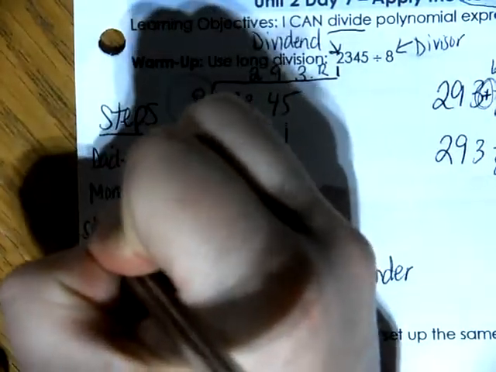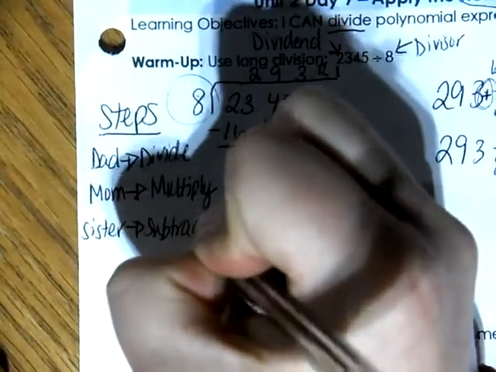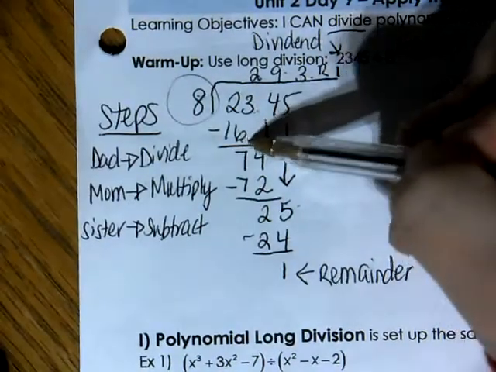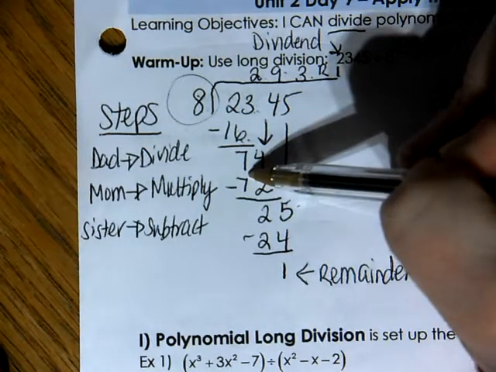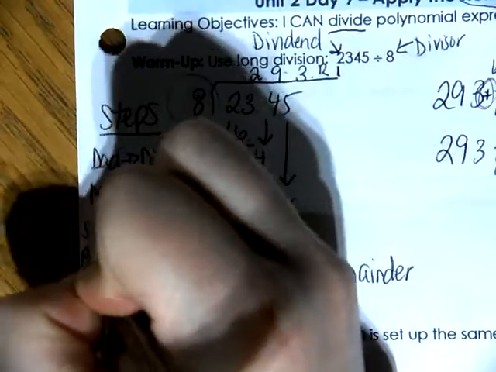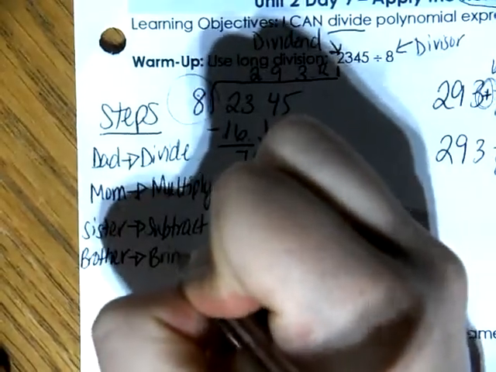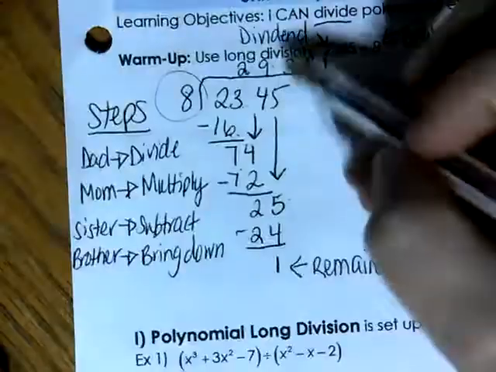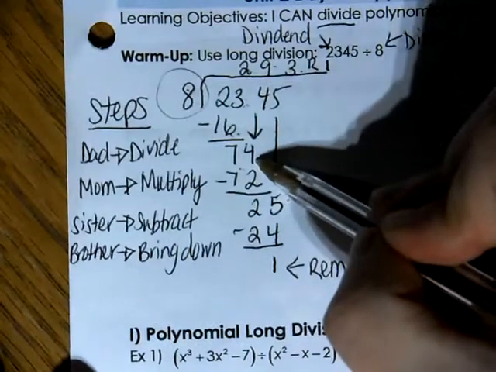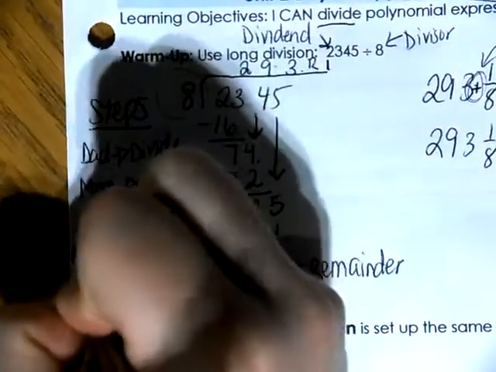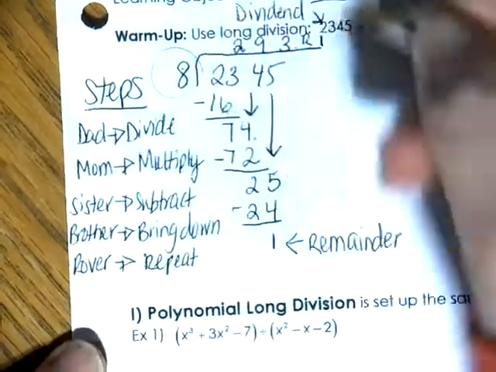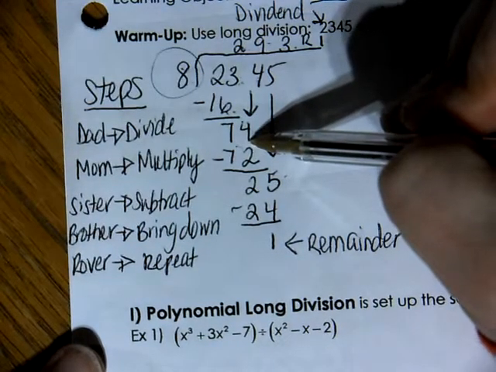Sister comes next. Sister is subtract. 23 minus 16 gave us 7. Next is brother. So dad, mom, sister, brother. Brother means bring down. We brought down our next number, which was 4. And then R represents rover, which is repeat the process. Rover, I guess, is supposed to be the dog in this situation. We call it repeat. So we brought down the 4, and then we repeated the process.